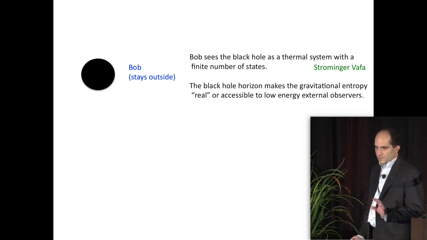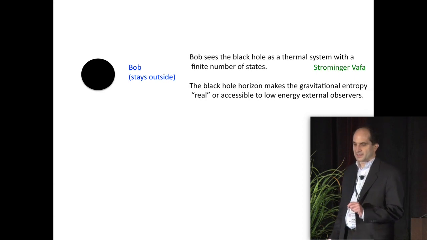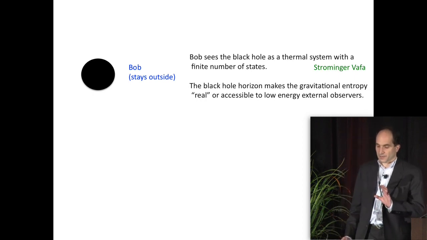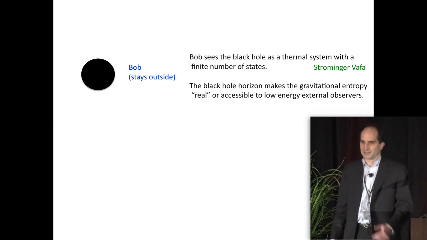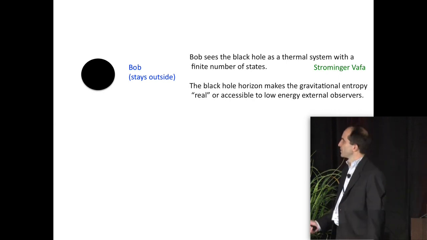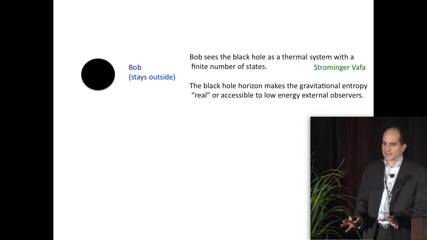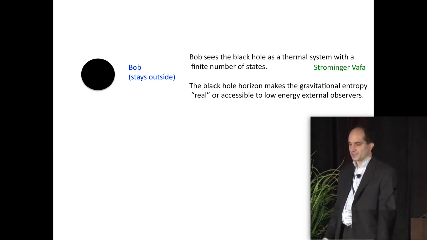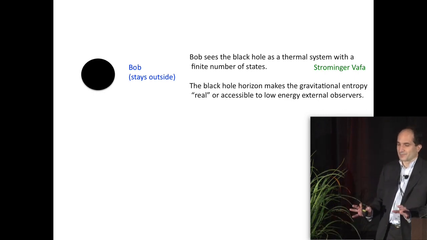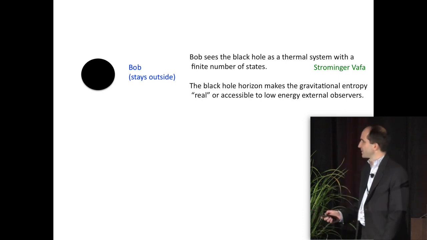So we know that black holes are thermal systems, and as seen from the outside, or at least we believe this is true, they behave like ordinary quantum systems. For example, if you have a person, Bob, who stays outside the black hole, we think that the black hole can be replaced perhaps by some ordinary quantum system, or behaves for all practical purposes like an ordinary quantum system with a finite number of degrees of freedom given by the black hole entropy.